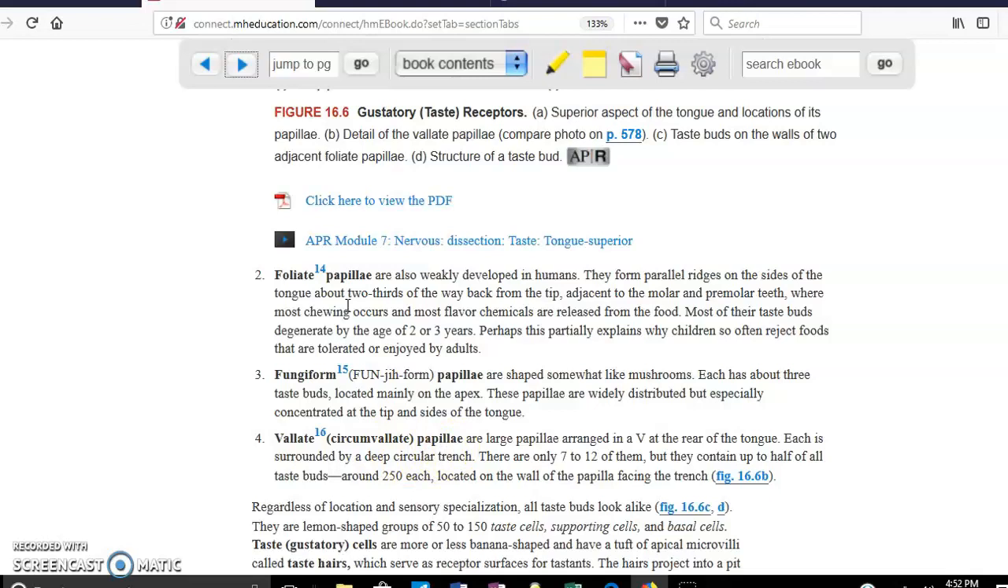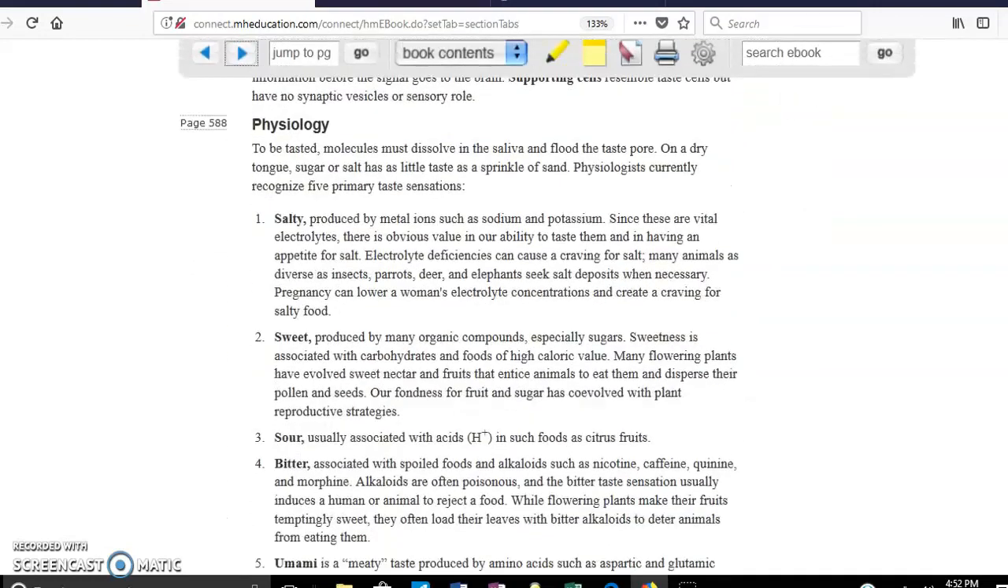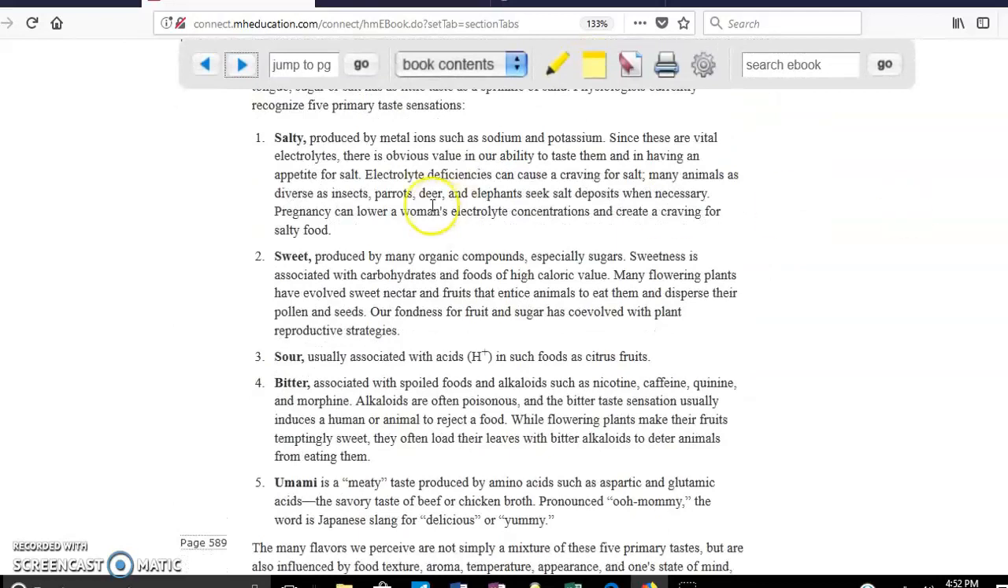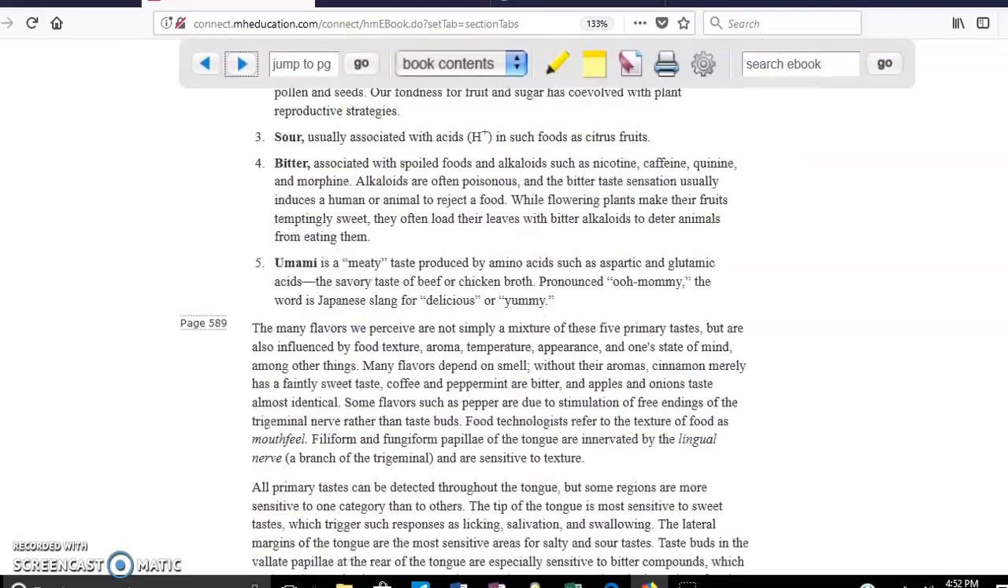There are two main types of taste buds. One of them is for flavor, and the other one is for texture. That's why you can distinguish, for example, whether you are eating ice cream or popcorn. What types of flavors can we identify? As you can see here, at least in your book: salty, sweet, sour, bitter, and umami. Those are the main flavors.